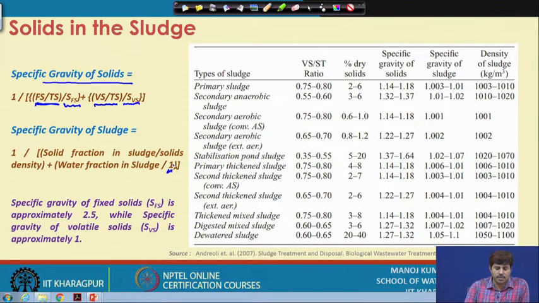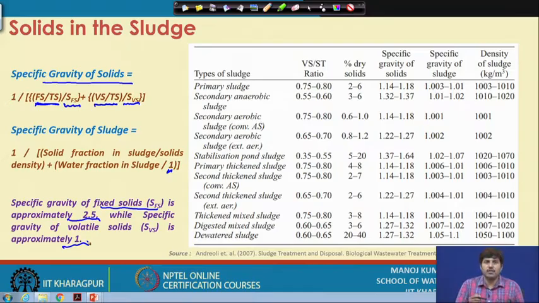Density of water is typically 1, so we can use 1 here. The typical specific gravity of fixed solids, SFS, is approximately 2.5, though various sources differ on this. Some take it as around 2.65, some say 2.5. But the average can be approximately taken as 2.5, whereas the specific gravity of volatile solids is approximately equal to 1.